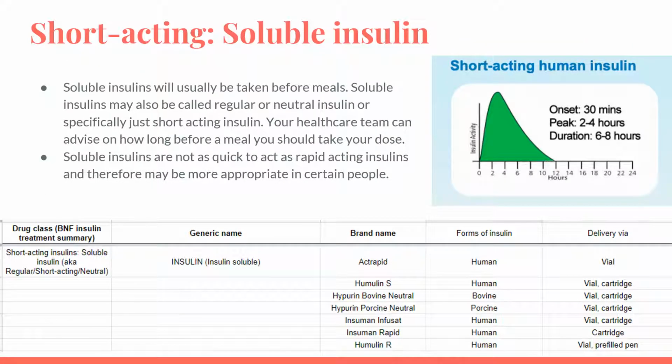Soluble insulins will usually be taken before meals. Soluble insulins may also be called regular or neutral insulin, or specifically just short-acting insulin. Your healthcare team can advise on how long before a meal you should take your dose. Soluble insulins are not as quick to act as rapid-acting insulin and therefore may be more appropriate in certain people.